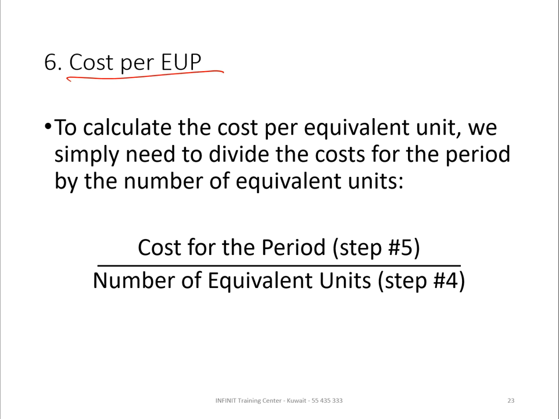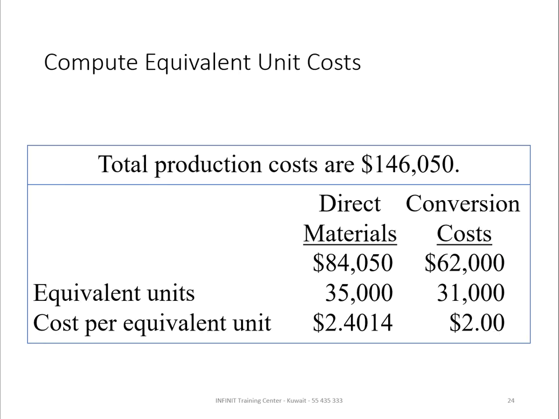So we are going to do here calculating cost per EUP. We have calculated EUP and we also have the cost, correct? So we'll take the cost for the period and we will take the number of equivalent units. We have to do this for both material and conversion cost. So we will go to the next slide.